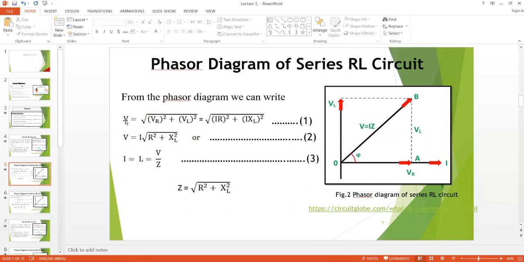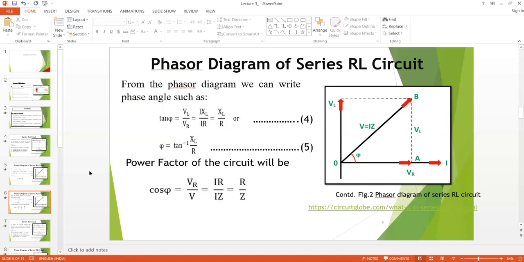From the phasor diagram, it is very clear. The resultant V is nothing but the square root of VR square plus VL square. This is your perpendicular, this is your base. So VR square plus VL square is IR square plus IXL square. We take I out, it will become R square plus XL square. This R square plus XL square is what gives the impedance: Z is equal to the square root of R square plus XL square. This is very, very important, because in certain questions you will be asked to only calculate the impedance, right?